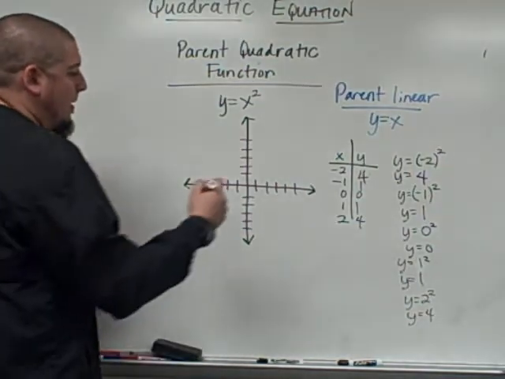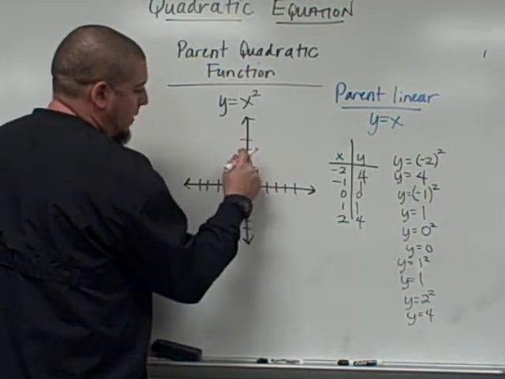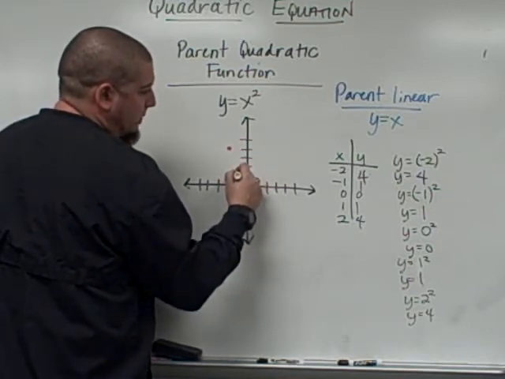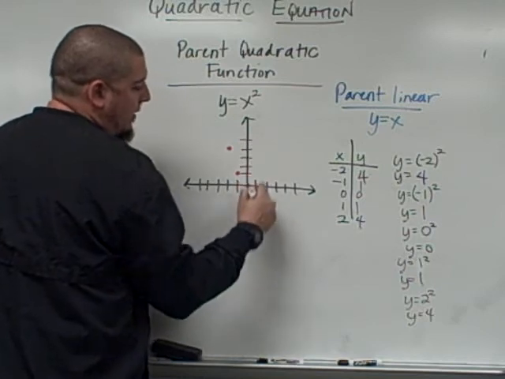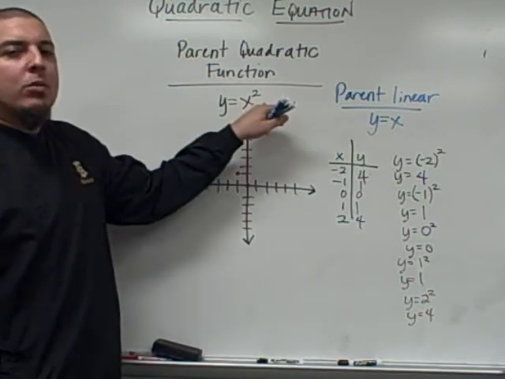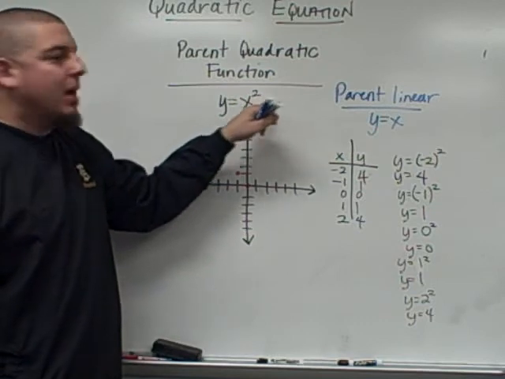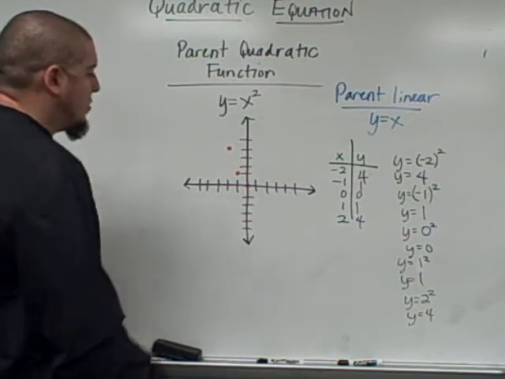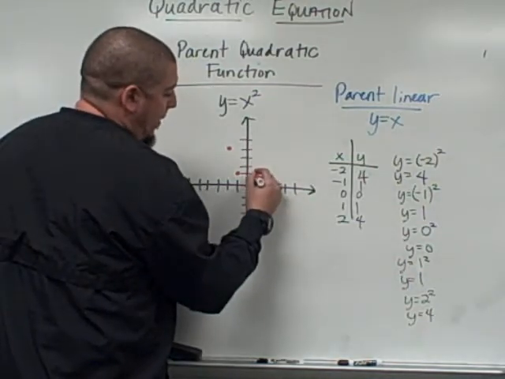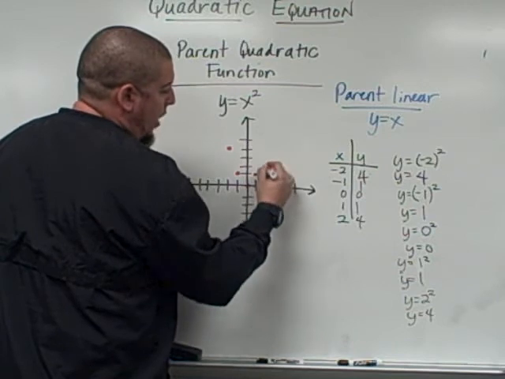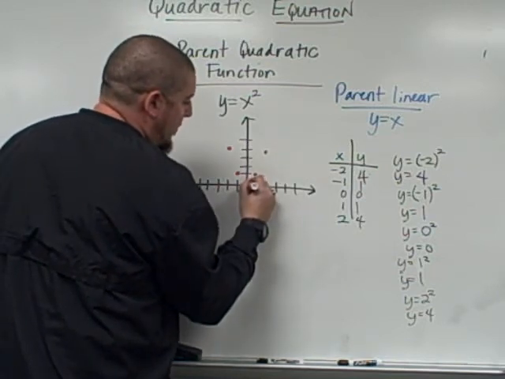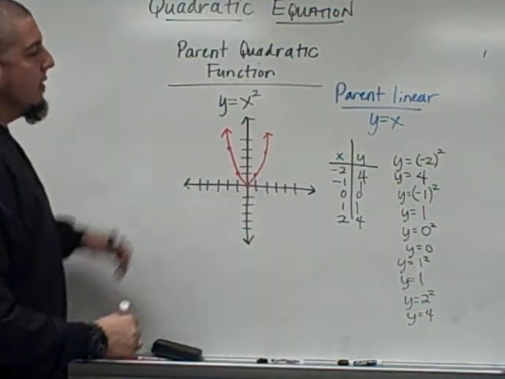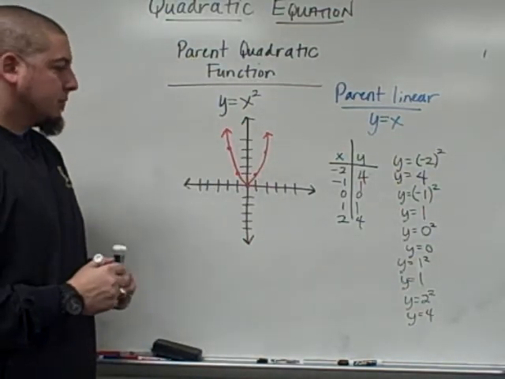So let's graph this. Go over negative 2, up 4. Right here. Go over negative 1, up 1. Go over 0, up 0. Now that's our y-intercept. We should have known that was going to happen because we have a 0 y-intercept: y equals x squared plus 0. So that's true. Then we go over 1, up 1. Go over 2, up 4. So now we've created our parabola. Make sure we draw the parabola. So there's our parent function.